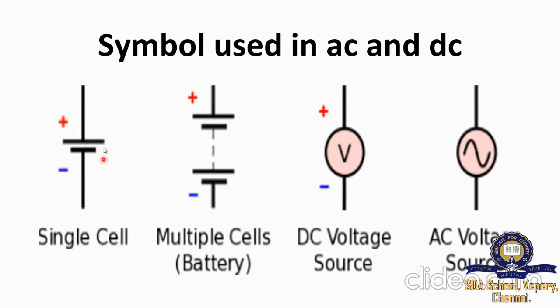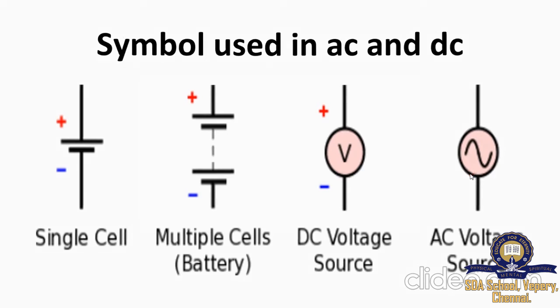The first image represents a single cell. The second image represents multiple cells, which can be termed a battery. The third image is the DC voltage source. And the fourth image is the AC voltage source. It shows the sinusoidal wave, right? So if this is represented in a circuit diagram, then the circuit contains an AC voltage source. I hope you are clear with it.